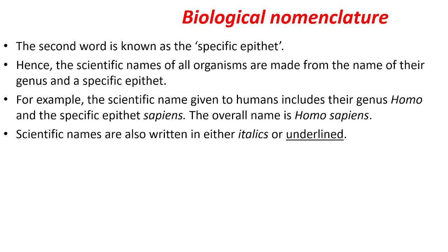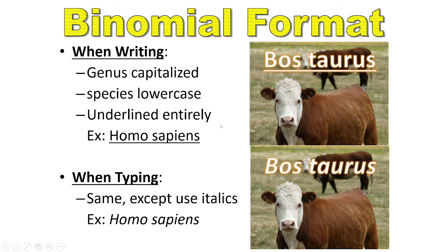The scientific names are also written either in italics, or if not written in italics then they should be underlined, because the genus and species name is always underlined if they are not in italics. Now, what is binomial format? When writing, the genus should be a capitalized word, the first word should be capitalized, and the species word should be in lowercase.